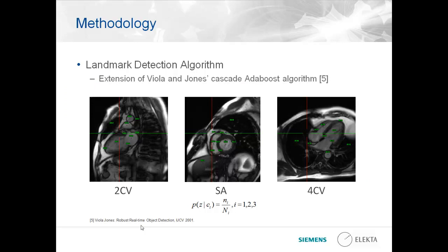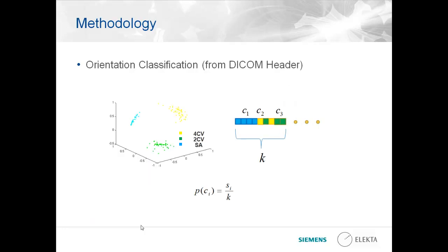Specifically, for the landmark detection algorithm, we first annotated 10 landmarks on each cardiac view, and for each landmark, we trained a classifier by the Viola and Jones cascade AdaBoost method. And for each cardiac view, after all the landmarks are detected, we computed a probability, which is the number of detected landmarks divided by the total defined landmarks. For the orientation classification, we used the previous 3 clusters here, and for an incoming testing case, we compute the probability of this orientation-based classification using the k-nearest neighbor method.